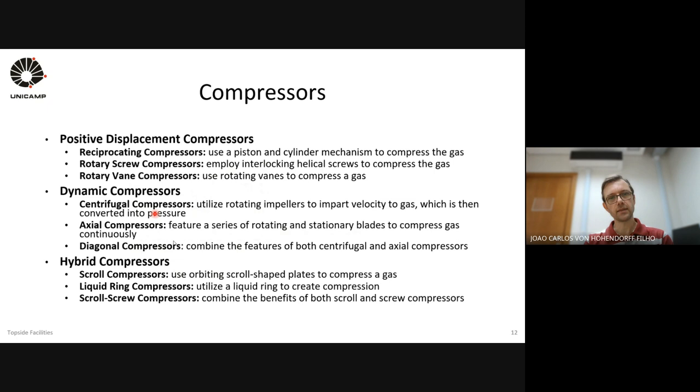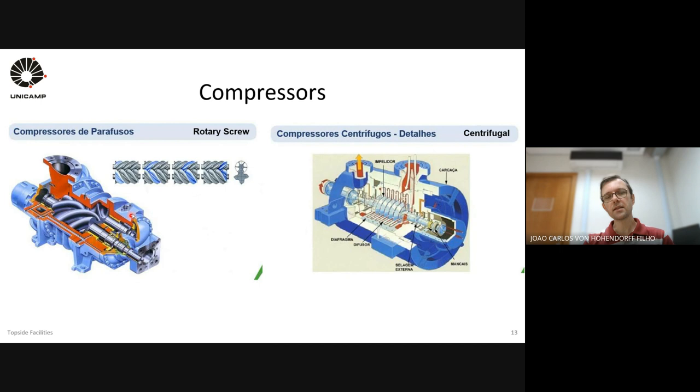These are the two main compressors used in the oil and gas industry. The rotary screw compressor uses this kind of design to compress the fluid along this section. And we can have the centrifugal compressors.